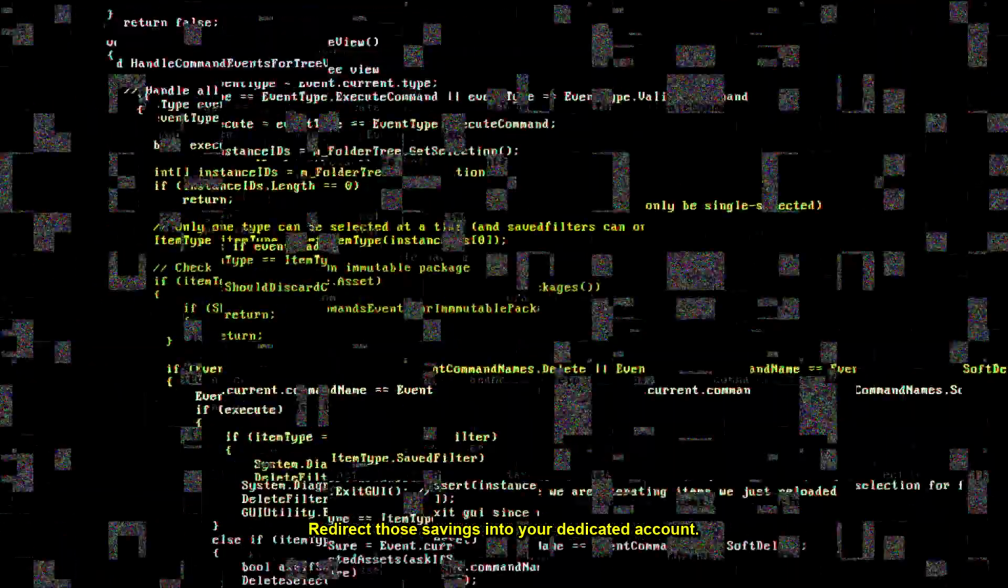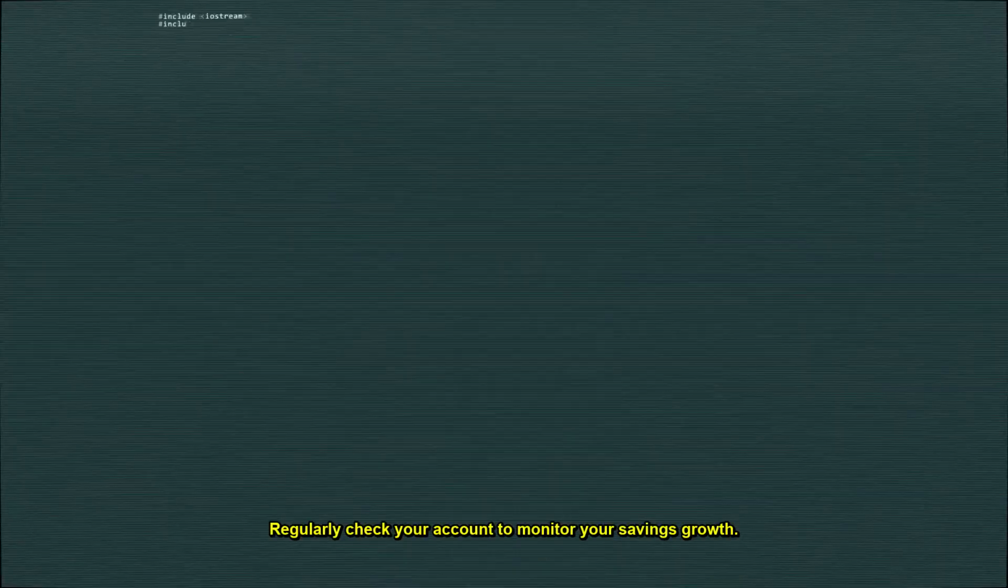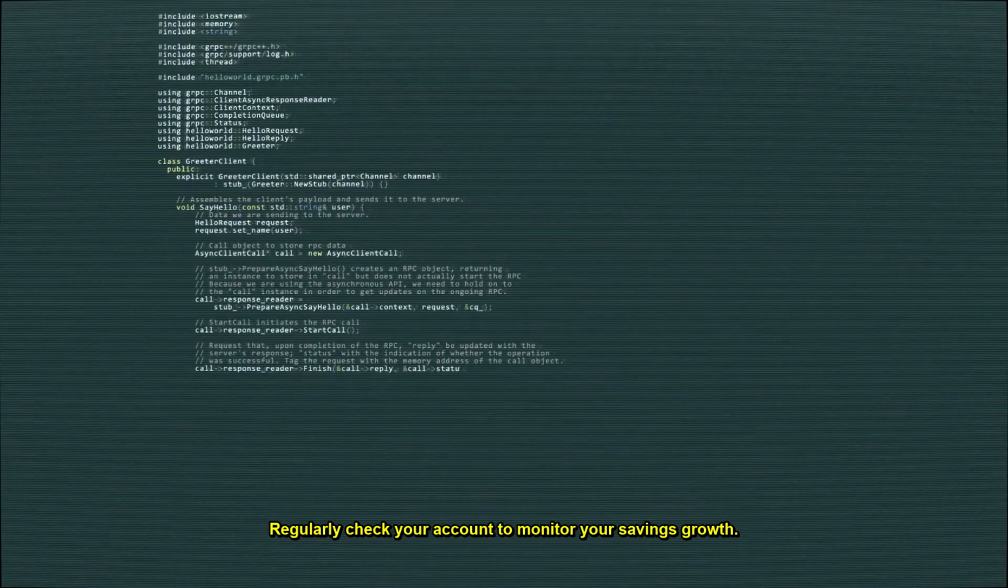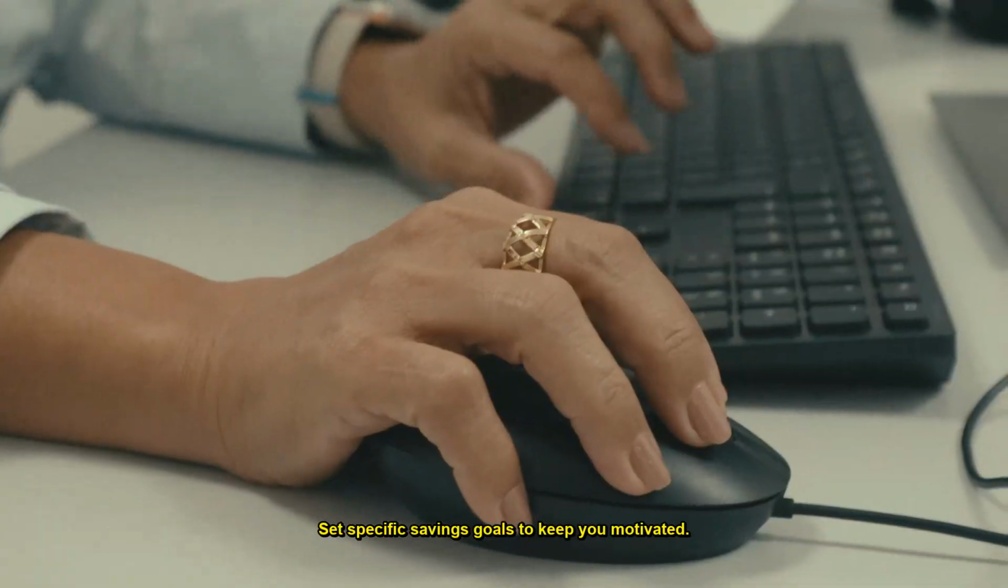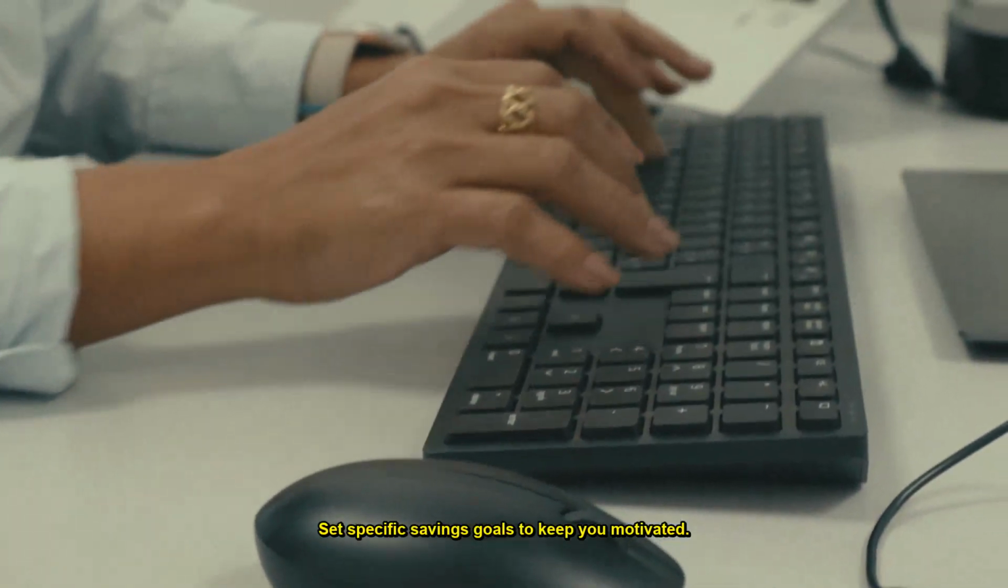Redirect those savings into your dedicated account. Regularly check your account to monitor your savings growth. Set specific savings goals to keep you motivated. If possible, take advantage of any financial consultations offered by HSBC.